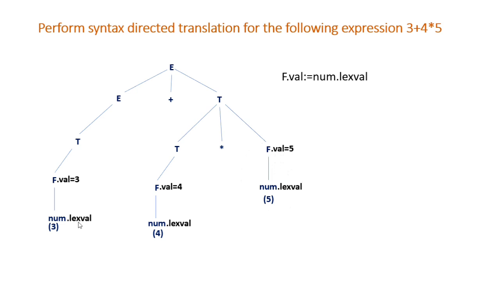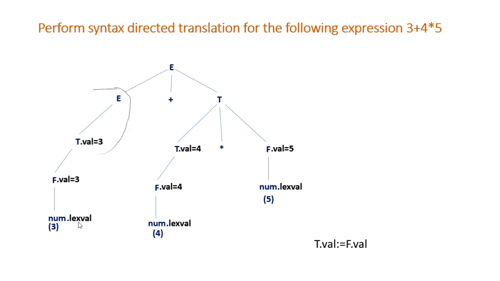Next we will try to evaluate this tree, T tends to F. We look at the semantic rule for this: t.val = f.val. That means the value of F will be stored in the value of T. So t.val will be 3 here because f.val is equal to 3. Now we go to evaluate the next tree, T tends to F. Again we apply the same semantic rule, t.val = f.val. So f.val is 4, so t.val will also be 4.